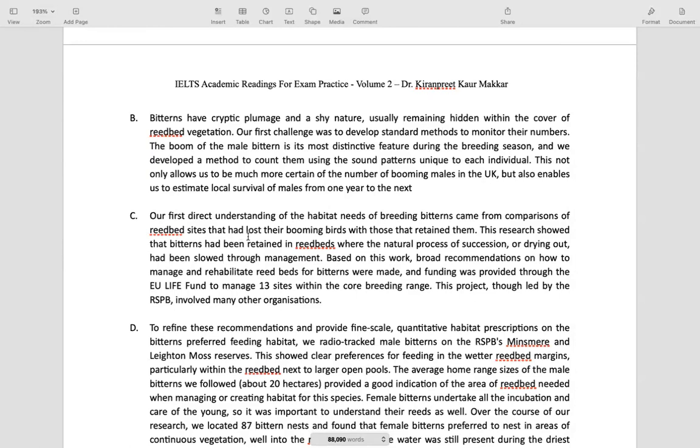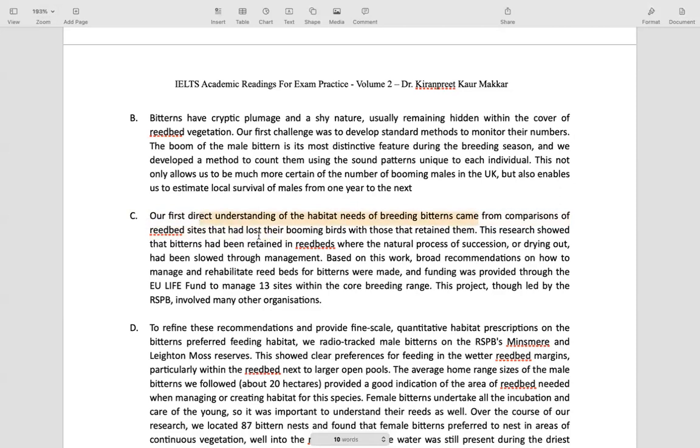Our first direct understanding of the habitat needs of breeding bitterns came from comparison of reed bed sites that had lost their booming birds with those that retained them. Okay. The research showed that... Wait. You are reading, you're not understanding. So let's slow it down. I would have stopped here first.